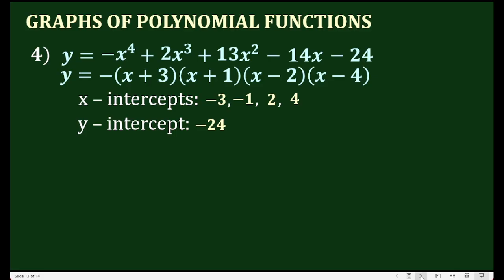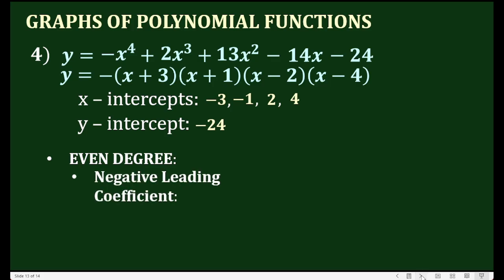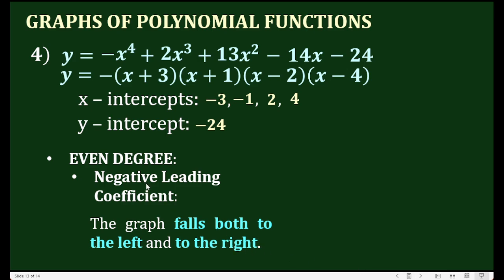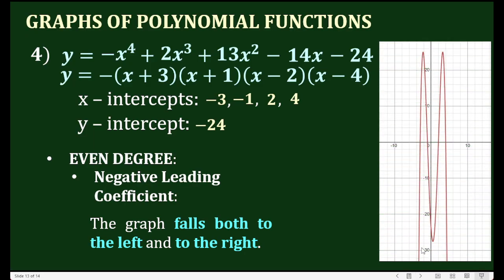Now for the end behavior of the graph, we have an even degree, particularly 4, and the leading coefficient is negative. So the graph falls both to the left and to the right. And what would be the appearance of the graph of this polynomial function? If the degree is 4, the number of turning points is 3. So we have 1, 2, and 3. And this is your graph.